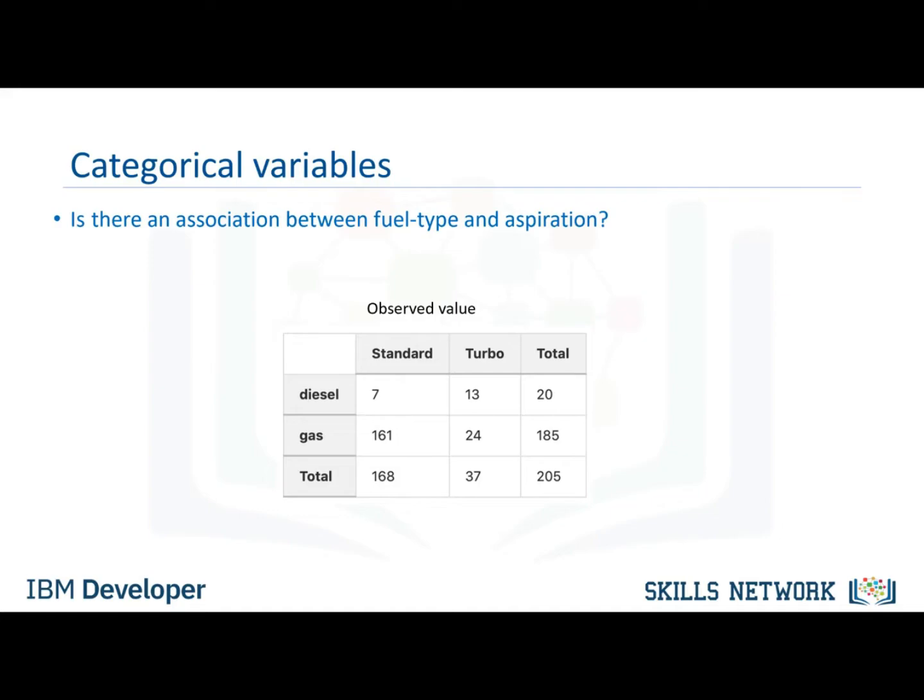This can be done by creating a crosstab using the pandas library. A crosstab is a table showing the relationship between two or more variables. When the table only shows the relationship between two categorical variables, the crosstab is also known as a contingency table. In our case, the crosstab or contingency table shows us the counts in each category: a standard car with diesel fuel, a standard car with gas fuel, a turbo car with diesel fuel, or a turbo car with gas fuel.